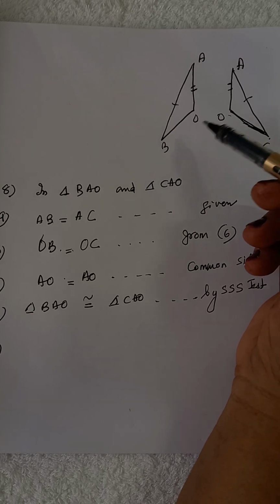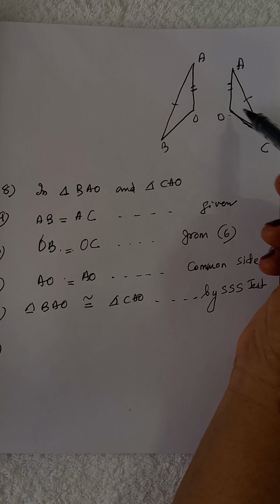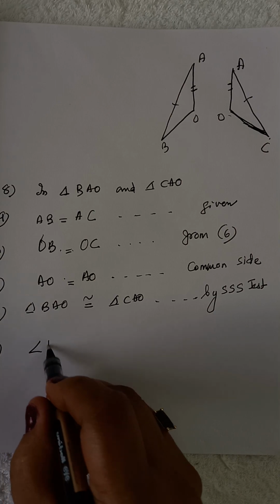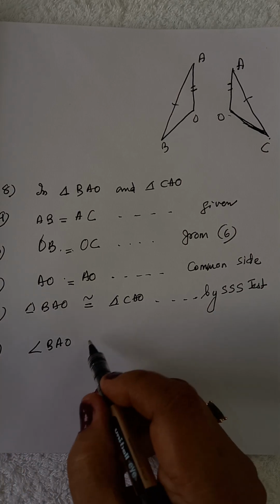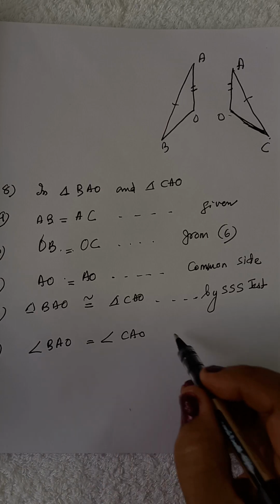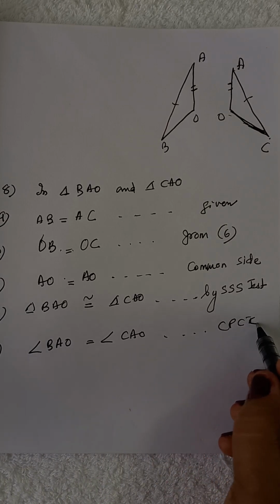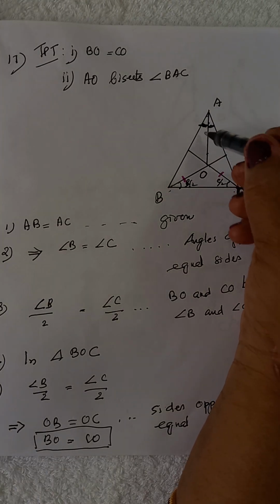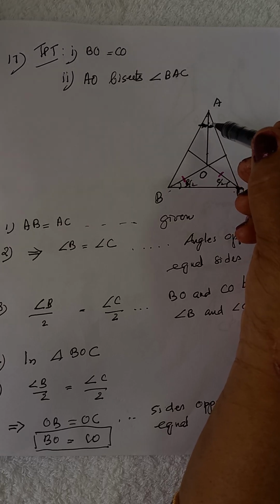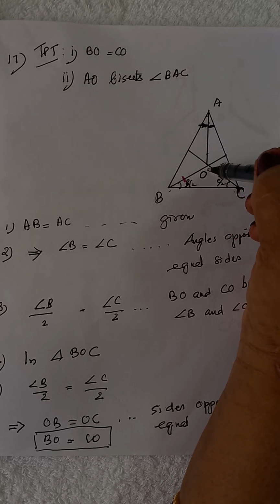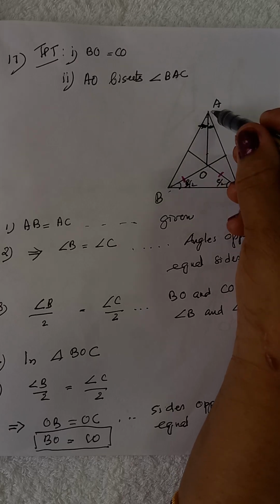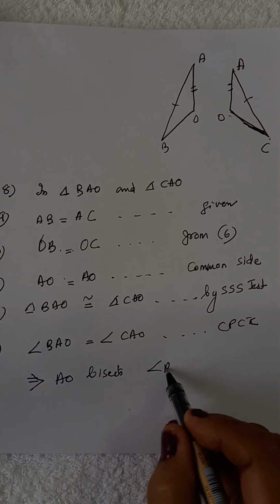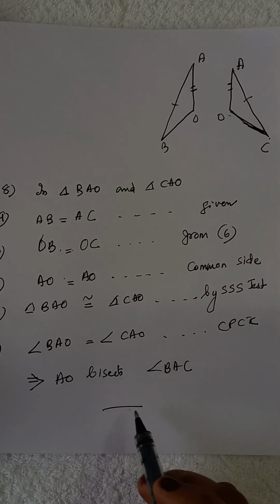So angle BAO is equal to angle CAO by CPCTC. So we can write angle BAO is equal to angle CAO. Reason is CPCTC. Now what is that meaning? See this figure, BAO is equal to CAO means these two angles are same measurement. So that implies this AO bisects angle BAC. So we can write this implies AO bisects angle BAC. Thus we have proved the second part of the question.